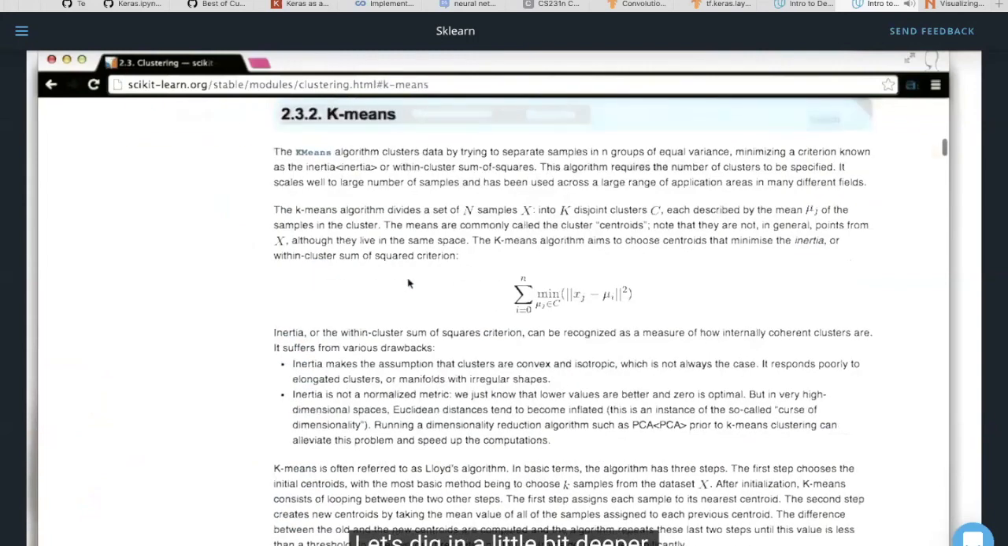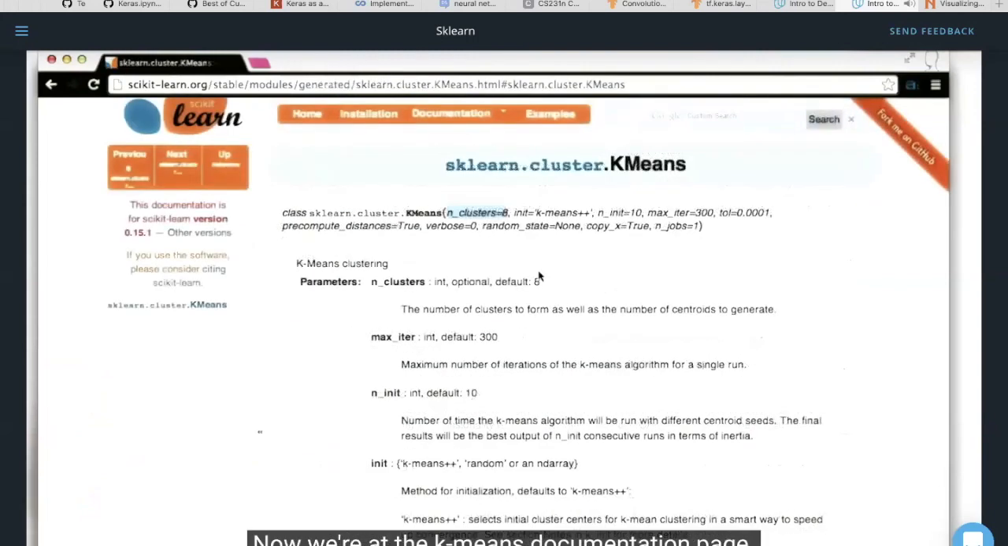Let's dig in a little bit deeper. Now we're at the k-means documentation page, and there are 3 parameters in particular that I want to call your attention to. The first and most important one is n clusters. The default value for n clusters is 8, but of course we know that the number of clusters in the algorithm is something that you need to set on your own based on what you think makes sense.